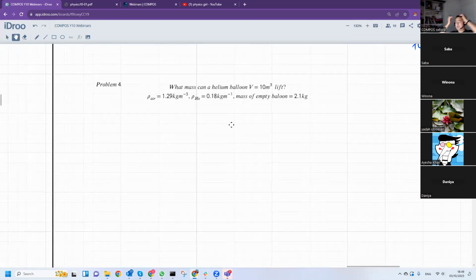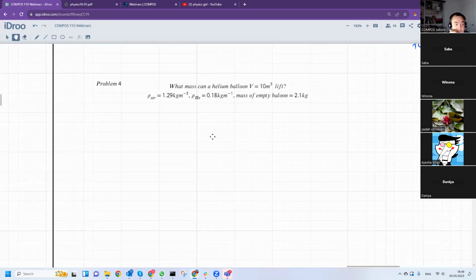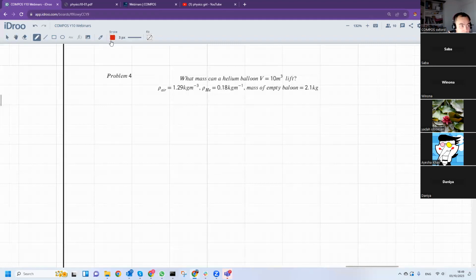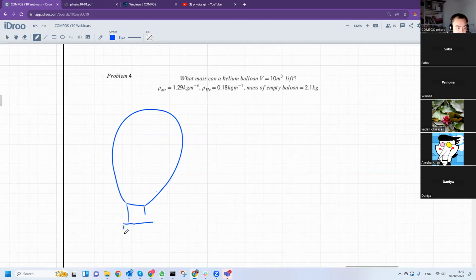Okay, so now we're doing some calculations with forces, and this is my favorite part of hydrostatics, honestly. What mass can a helium balloon lift? We have a helium balloon, and we discussed two weeks ago why a helium balloon floats, or why anything floats. It usually has some kind of basket, and you put something in, and it lifts it.